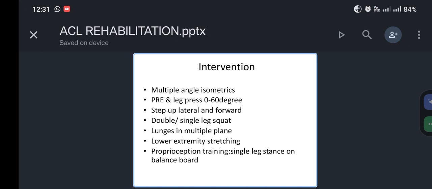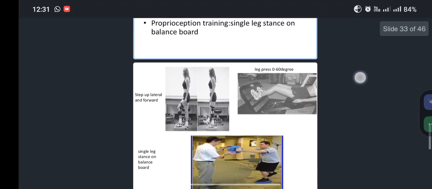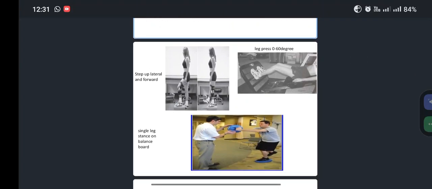Then proprioception training can be progressed to single leg stance on a balance board. Earlier we discussed double leg stance. Here we progress it to single leg stance on a balance board. So the first figure shows step up lateral and forward, then leg press 0 to 60 degrees, then proprioceptive activities, that is single leg stance on a balance board with a handheld weight.